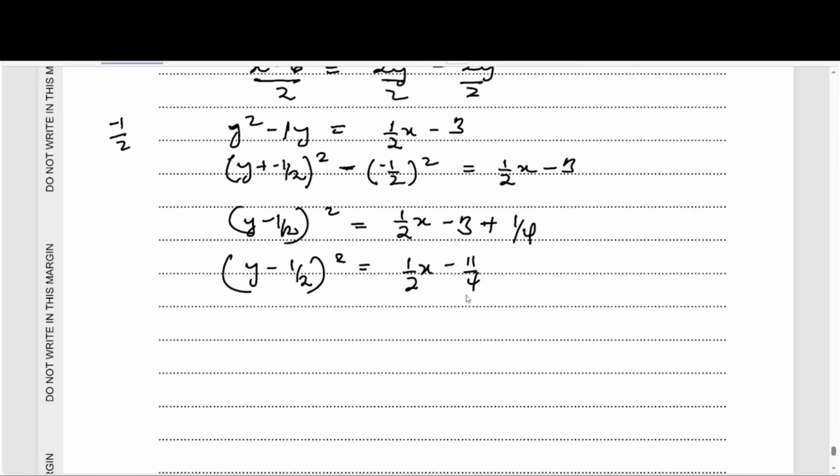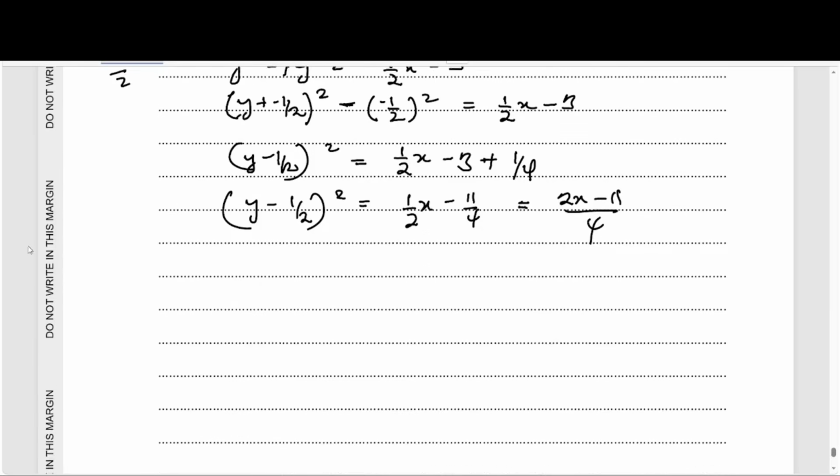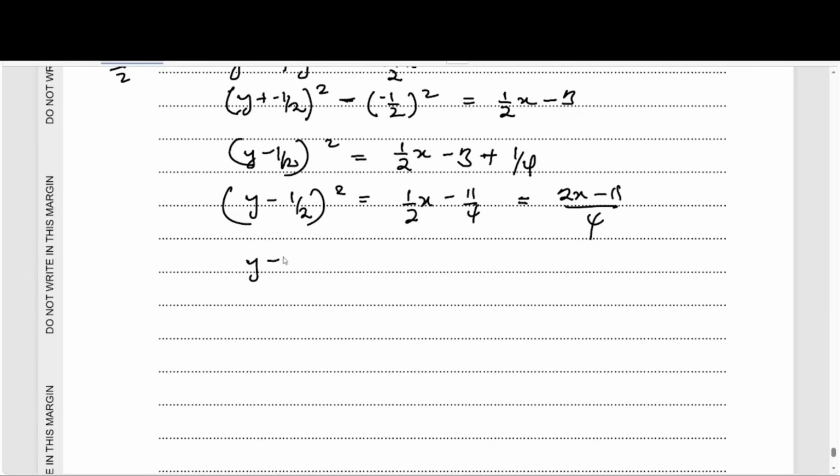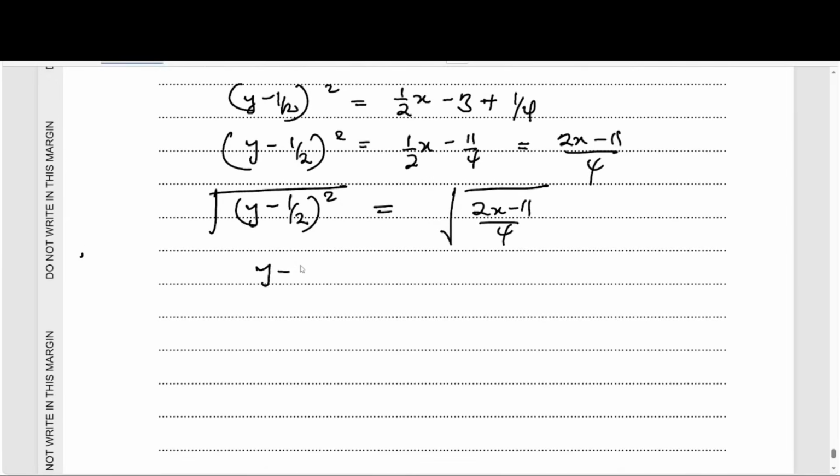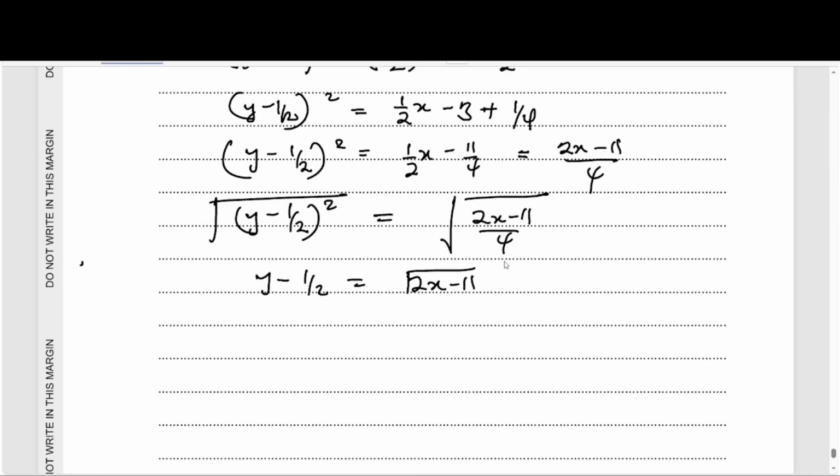And of course, the expression at the right hand side, we can equally write as one fraction. Write it as 2x minus 11 over 4. So I'm going to use this expression for the rest of the work. So we take the square root of both sides, and then we have y minus half all squared. Take the square root of this side is equal to the square root of 2x minus 11 over 4. Then here we have y minus half is equal to the square root of 2x minus 11, which still remains 2x minus 11 since we do not know the value of x. Then the square root of 4 is equal to 2.